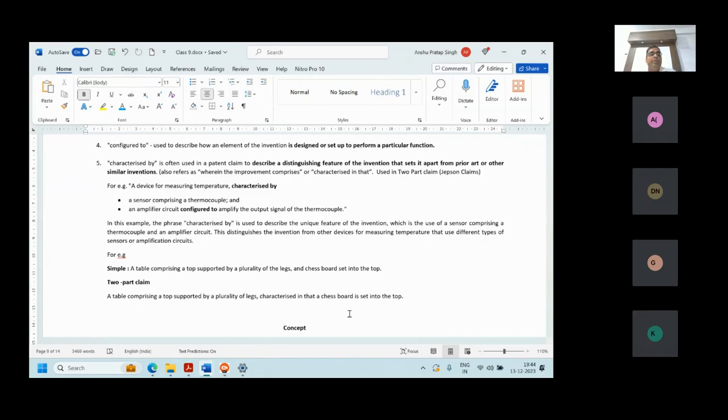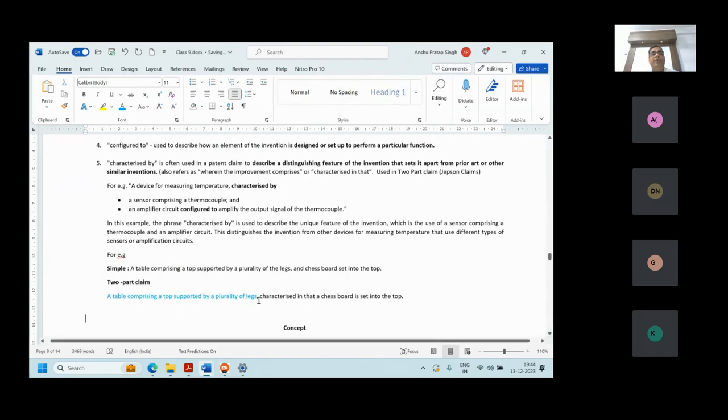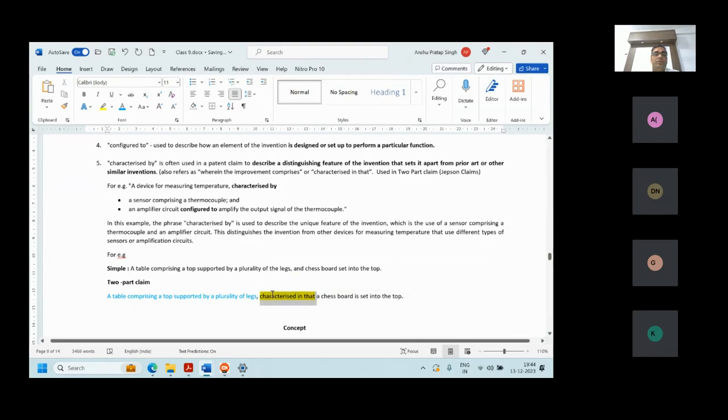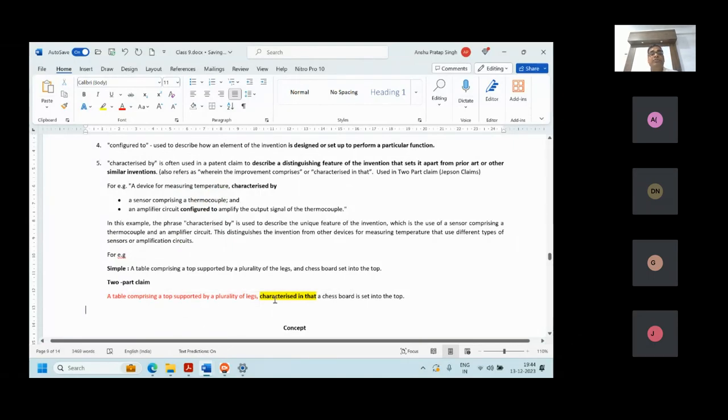Or you can say: a table comprising a top supported by a plurality of legs. This is a normal table, an existing prior art. Then, characterized in that or characterized by, whatever you use, a chessboard is set into the top. So this is the improvement, and the earlier part is the prior art. That's how I have claimed it in a two-part claim.